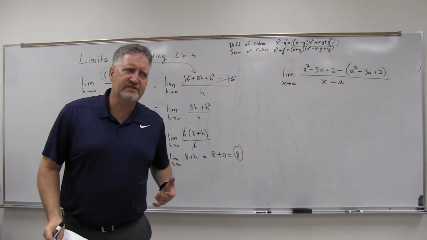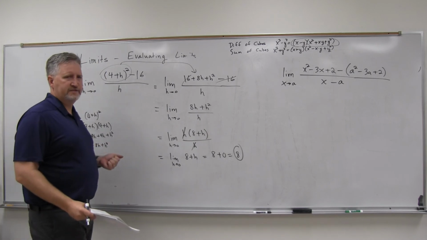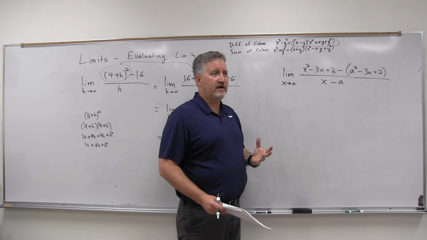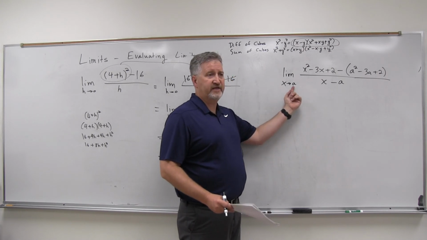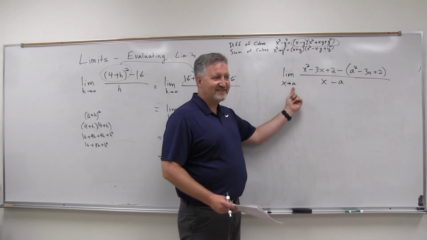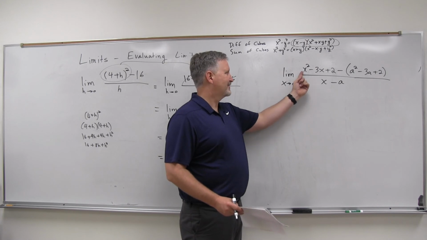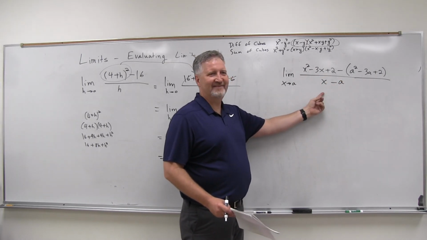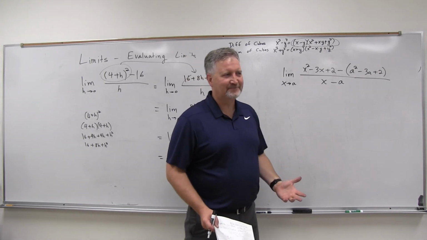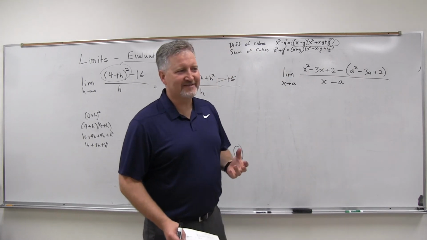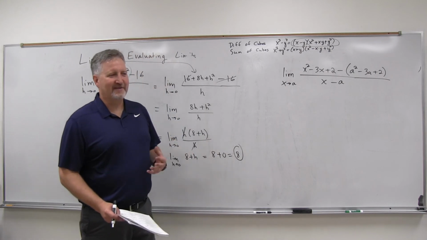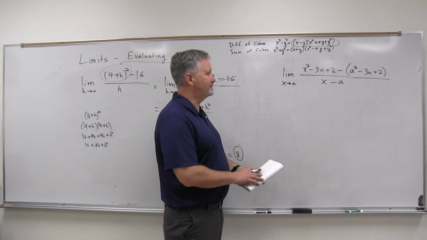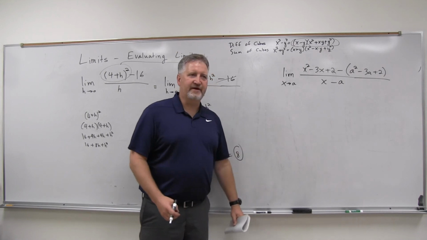Yeah, this is kind of a limit in general because I'm not specifying what the a is. But it's the same idea. I want to get it where I can plug in x to be a. But guess what? Plug in x to be a, what happens? 0 over 0. That's usually what's going to happen on these. Every once in a while they'll sneak one in where you just substitute, but it doesn't happen very often. So we have to do a little bit.